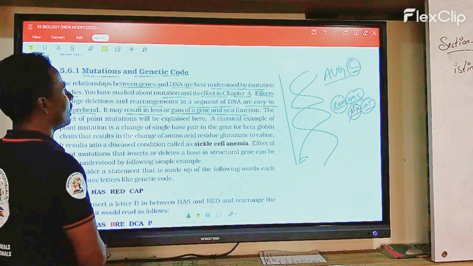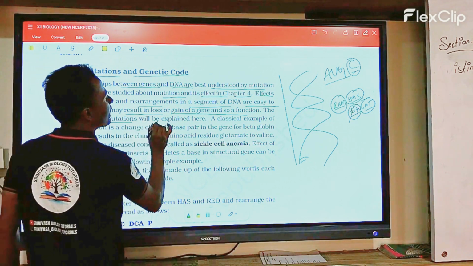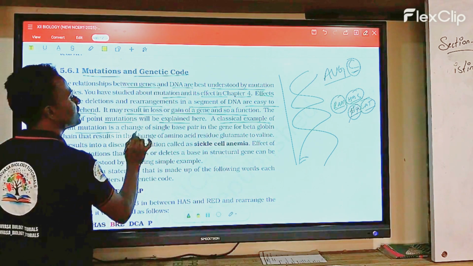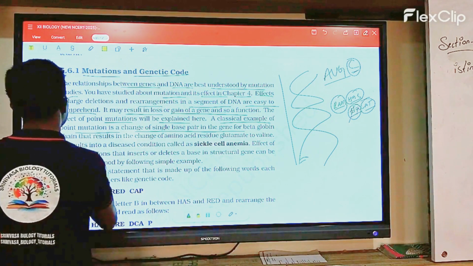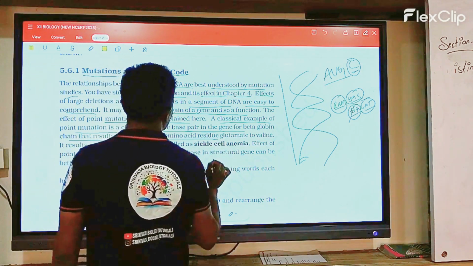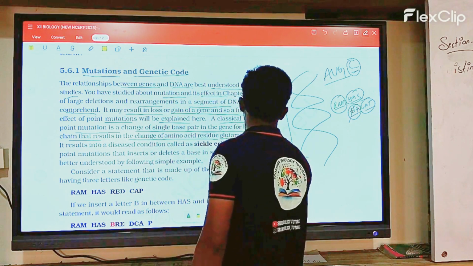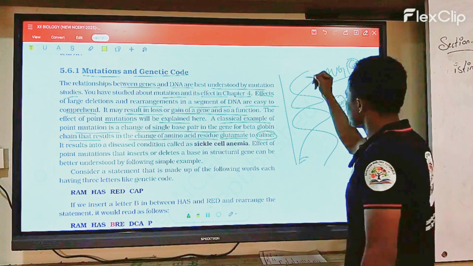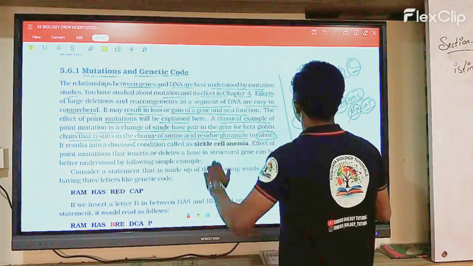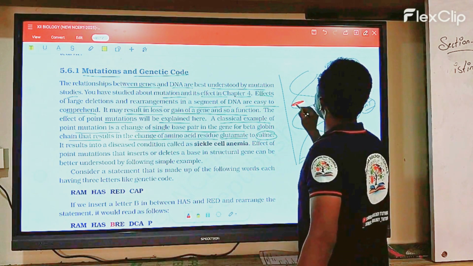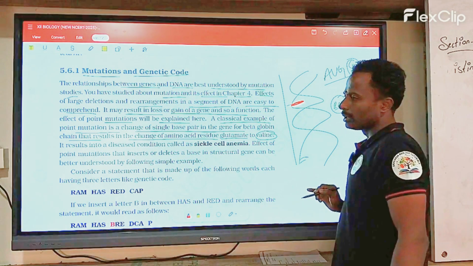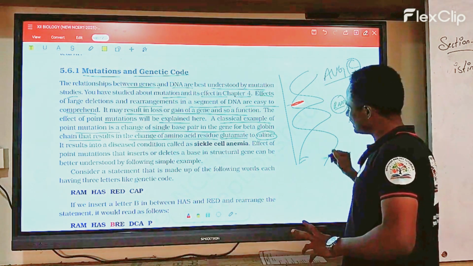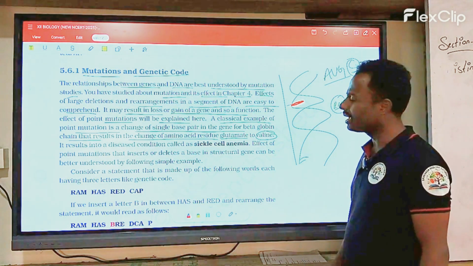Let's see here. Now the effect of a point mutation is explained. A classical example of point mutation is the change in a single base pair of the gene for the beta globin chain, which results in a change of the amino acid. Very, very important. Point mutation means, in the total DNA, only a single base pair gets changed. Then the sequence of the total DNA changes. That is called a point mutation.